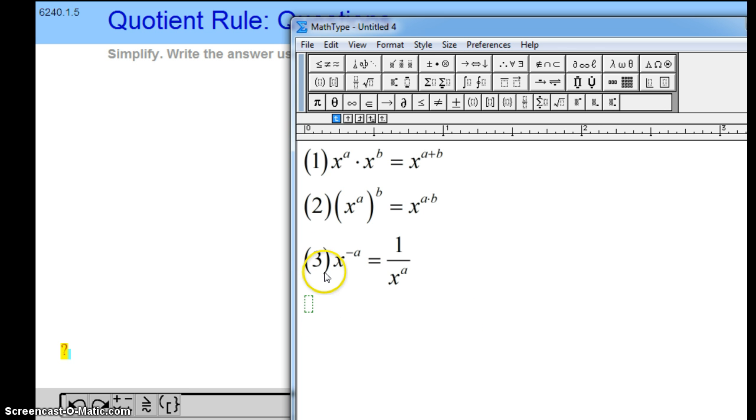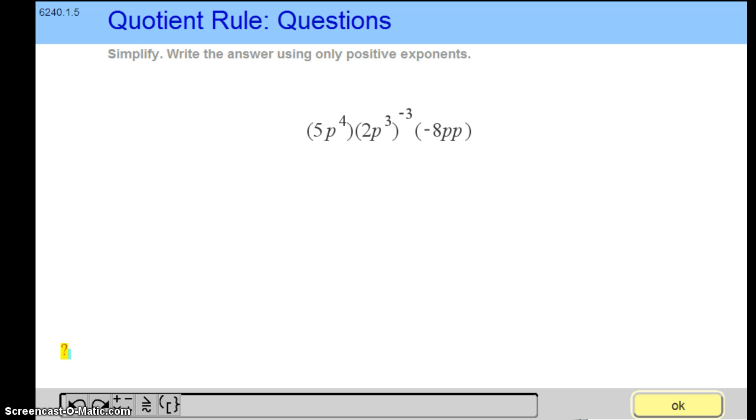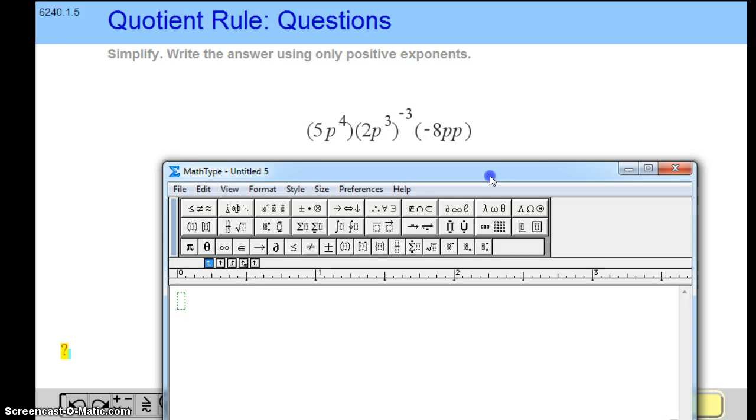And the final one is that x to the negative a equals 1 over x to the a. If you know these rules, you should be able to solve this problem. So let's take a look. Let's write this out.